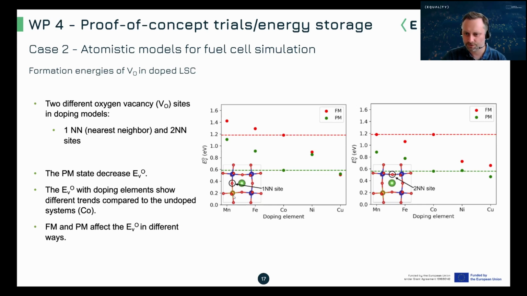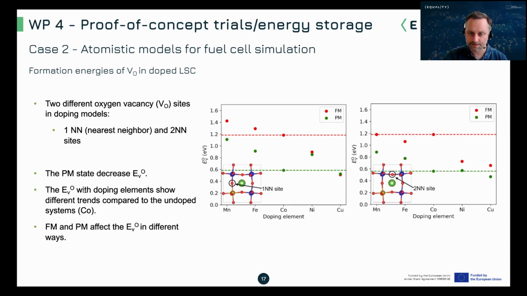So this doping can occur here in the nearest neighbor site, that is, the doping element is close to the vacancy, or in the next nearest neighbor site, where the doping element is a little bit further away from the vacancy. And here again, for the ferromagnetic and the paramagnetic state, we show the oxygen vacancy formation energy as a function of the doping element, and we see some trends here.